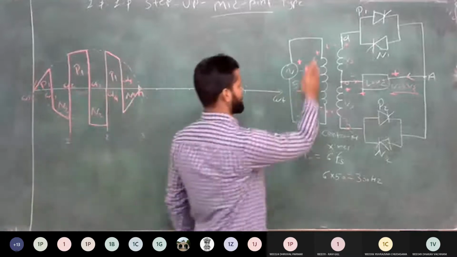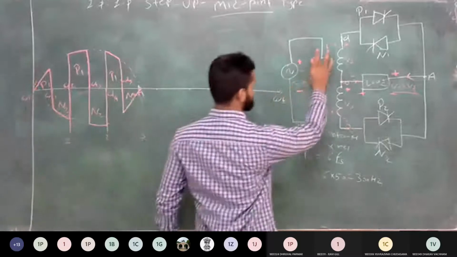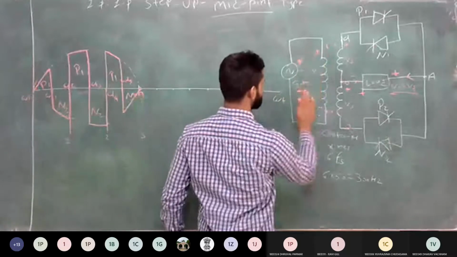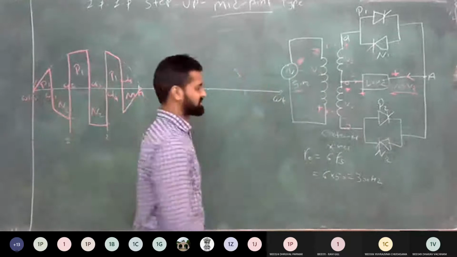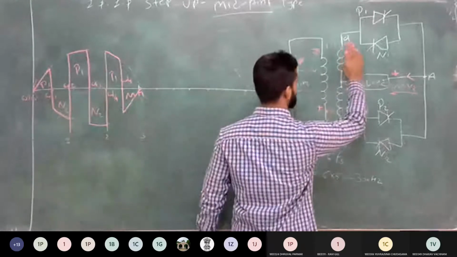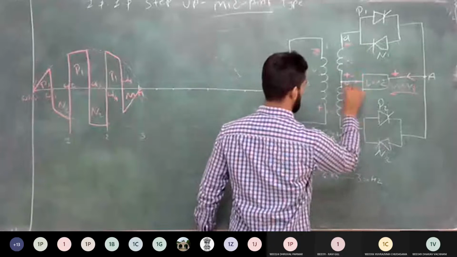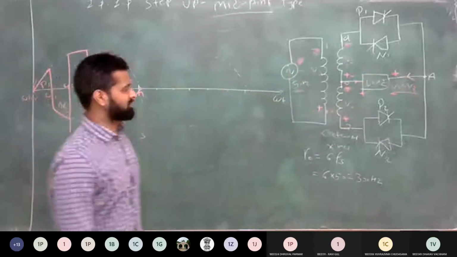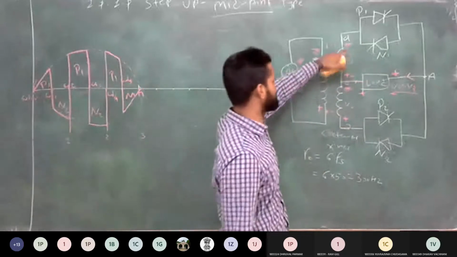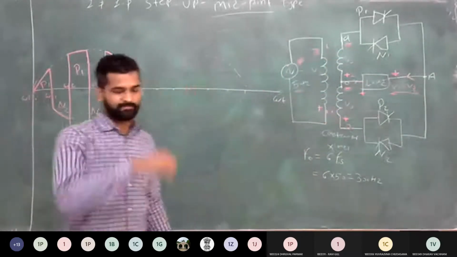But you can see that now when the negative half cycle of the supply starts, what will change? Polarity will change. Here it is minus, here it is plus. Same way, polarity also changes here at the secondary side, minus, plus, minus, plus. So now tell me which thyristor comes into forward bias for this polarity? A is negative with respect to B. Yes? Anyone?